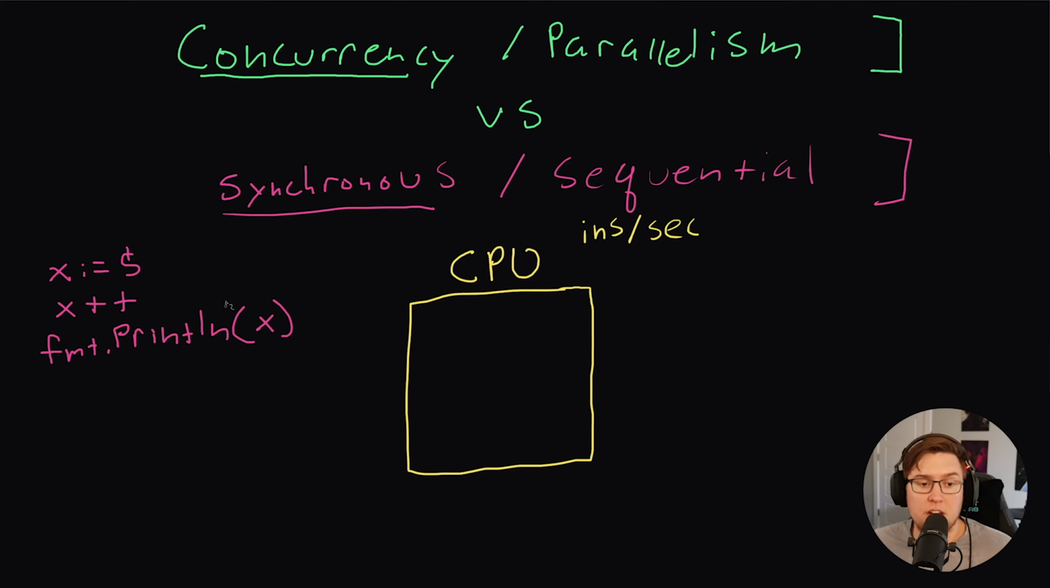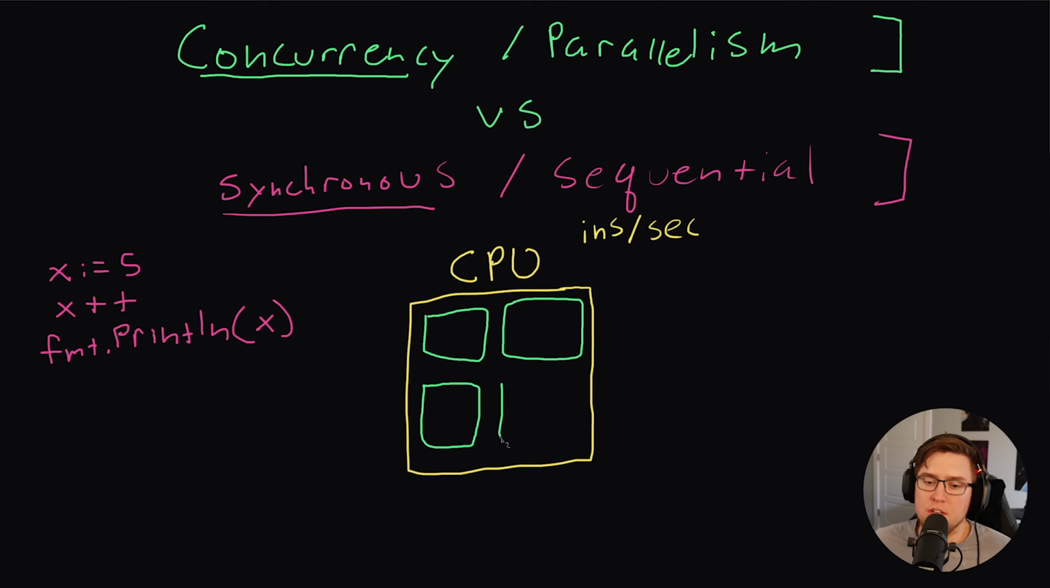Either we can reduce the number of instructions required for our program to execute, or we can get a faster CPU, one that can do more instructions per second. The problem is getting a faster CPU sometimes is really, really expensive. And so instead of getting a faster CPU, what we've done over the years is add more CPUs. In this case, we've broken the CPU up into what we call different cores.